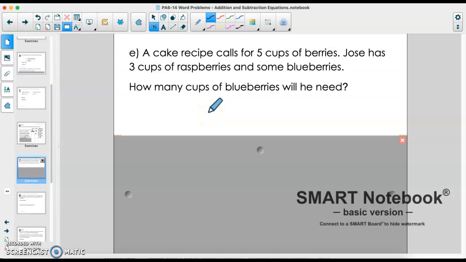Let's move on here. So this is now just a straight up word problem. It says that a cake recipe calls for 5 cups of berries. Jose has 3 cups of raspberries and some blueberries. How many cups of blueberries will he need? He needs to have 5 berries. He would have 3 cups of raspberries plus some number of blueberries, which would equal 5.